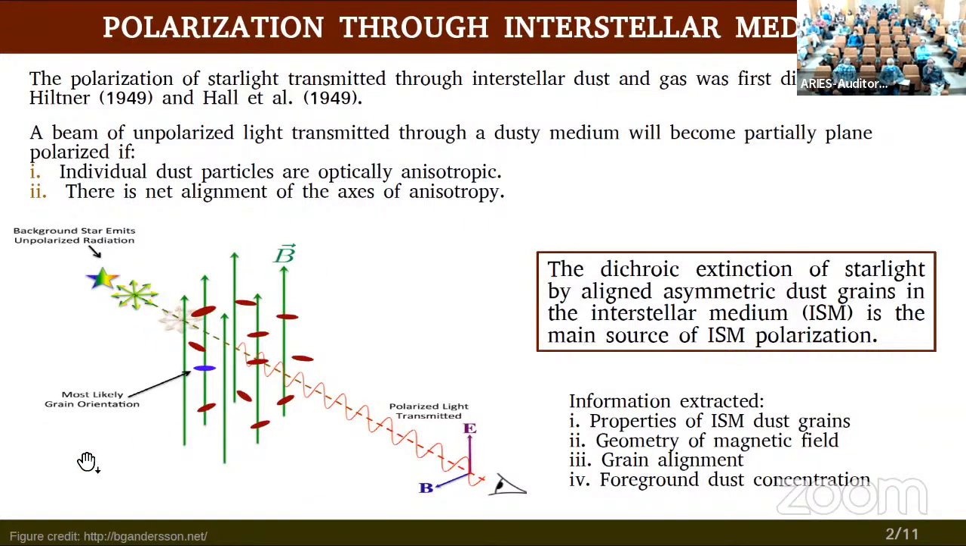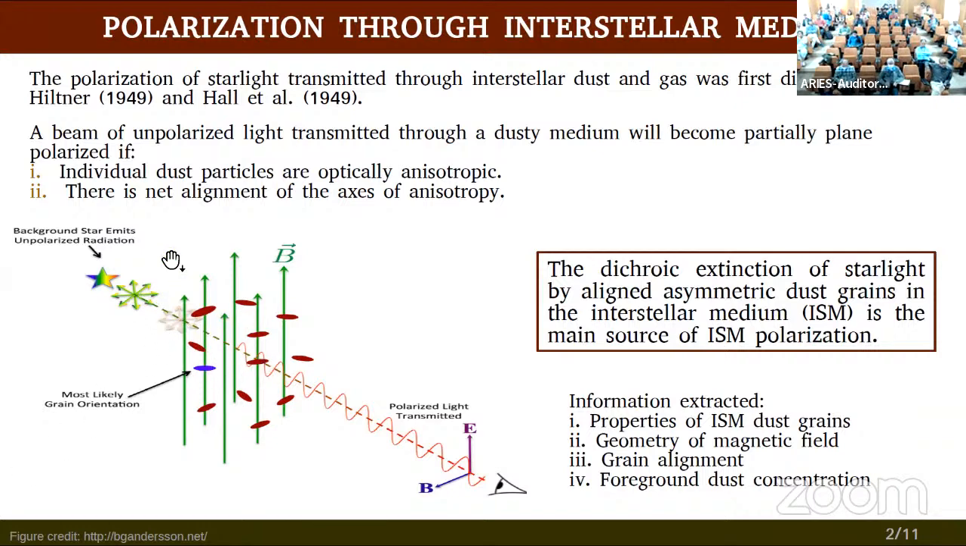So overall, the picture that arises is like this. The dust grain orientation in the interstellar medium is such that the short axis of grains is parallel to the magnetic field. The light coming through will get differentially extincted, and here we get the polarized light. So the most likely grain orientation in the interstellar medium is such that their short axis is parallel to the magnetic field.